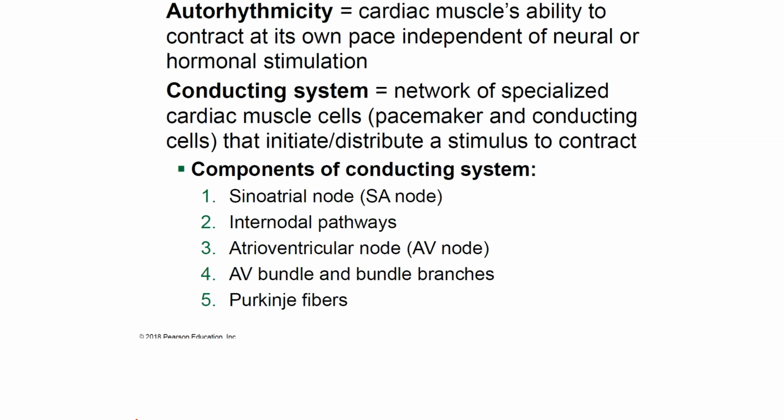Autorhythmicity is the cardiac muscle's ability to contract at its own pace, independent of neural or hormonal stimulation. So the heart has its own electrical system. The conducting system is a network of specialized cardiac muscle cells, pacemaker and conducting cells, that initiate and distribute a stimulus to contract. We're talking about action potentials here, similar to the nervous system that we studied way back in August and September. The components of the conducting system are the sinoatrial node, or the pacemaker; internodal pathways, which I'm not going to talk much about in this video; the atrioventricular node; the AV bundle and bundle branches; and Purkinje fibers. That is the heart's conducting system.